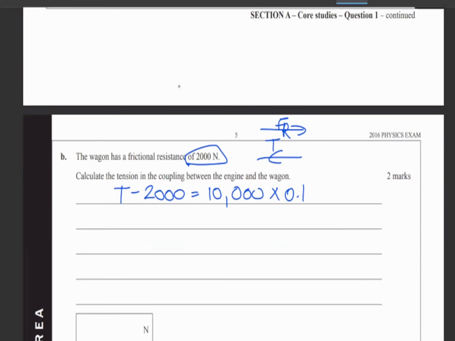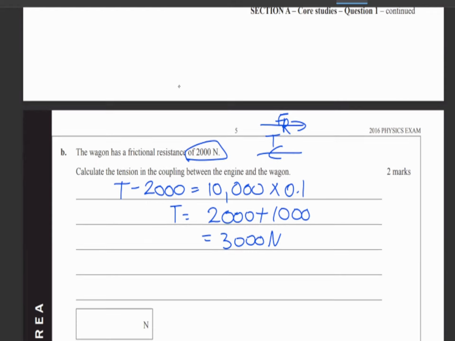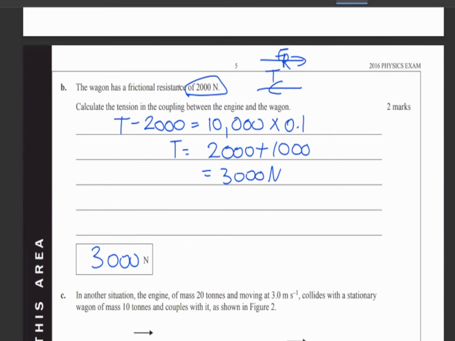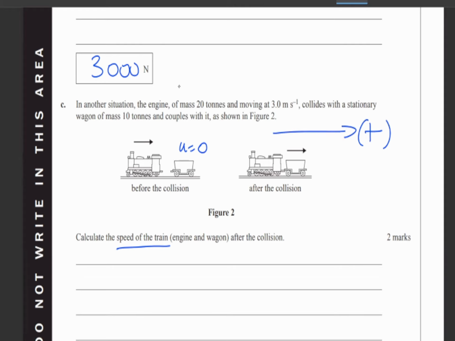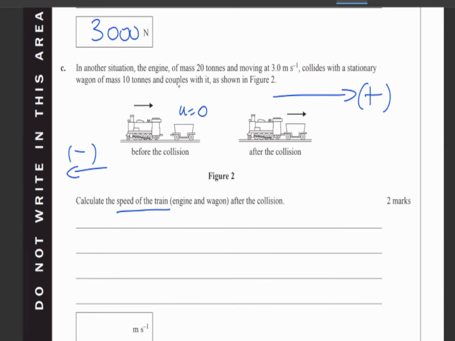So then T equals 3000 newtons. And another, calculate the speed of the train. So it's moving this way. This is 0, stationary, and we're taking this as positive. So if it goes this way, it's negative. Calculate the speed after that.